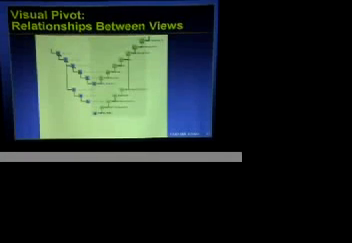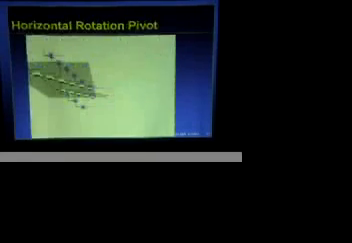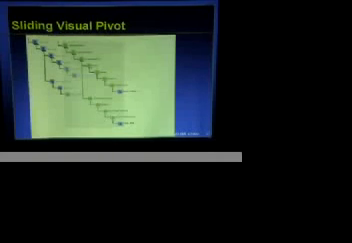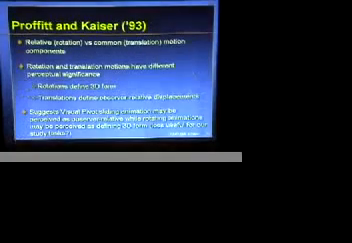The visual pivot: I showed you the visual pivot around a vertical axis, a rotation. We also did a number of other animated transitions. We had one that was a horizontal pivot around a horizontal axis, and we had a sliding animation. The sliding animation and the horizontal pivot were the ones that actually tested best.